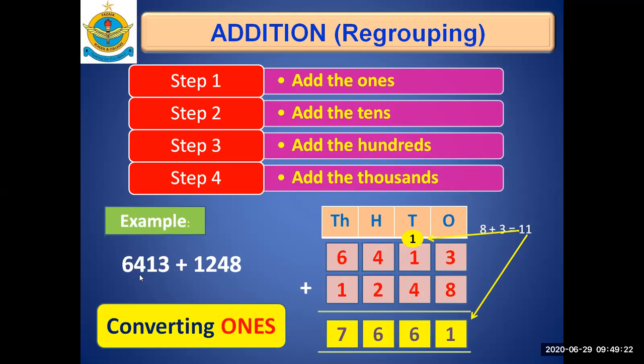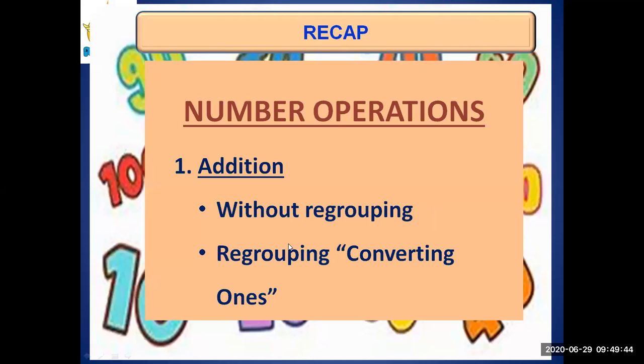So 6413 plus 1248 gives us the sum of 7,661. This is called the regrouping method, when the ones were regrouped into the tens column, right? So guys, today we studied number operations, and in number operations we did addition without regrouping, and with regrouping we converted ones.